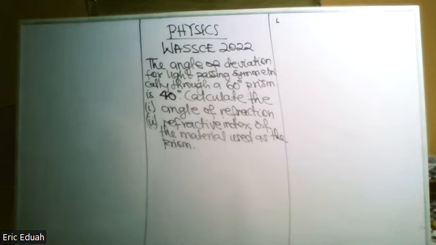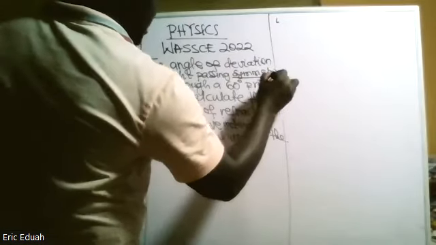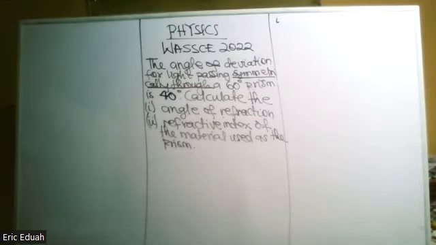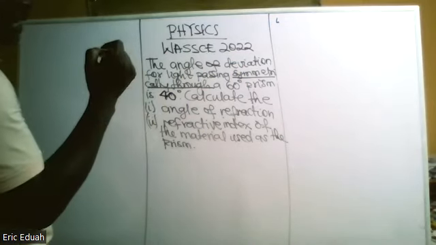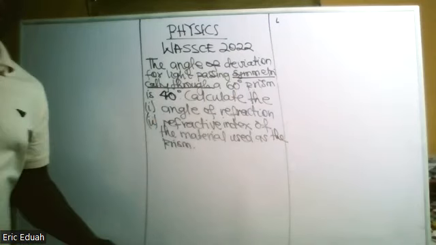The angle of deviation for light passing symmetrically through a 60-degree prism is 40. Calculate I and II. Okay, please, let's understand something. We are told that the light passes through the prism symmetrically.